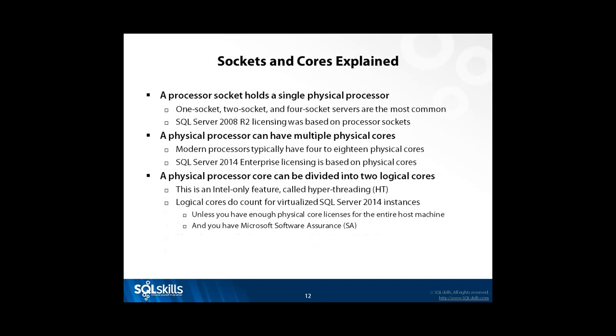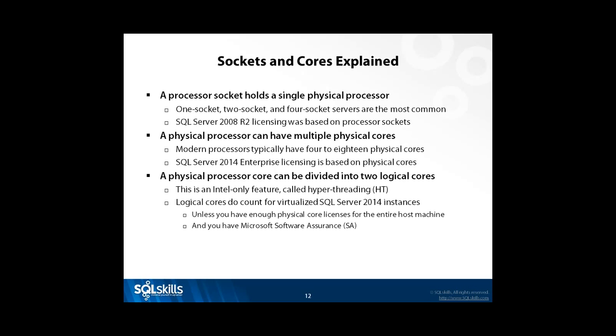Now, sockets and cores explained. A lot of DBAs sometimes get confused about the difference between a socket and a core, and a physical core and a logical core. A processor socket holds a single physical processor, and you typically have 1 socket, 2 socket, 4 socket, and 8 socket machines.